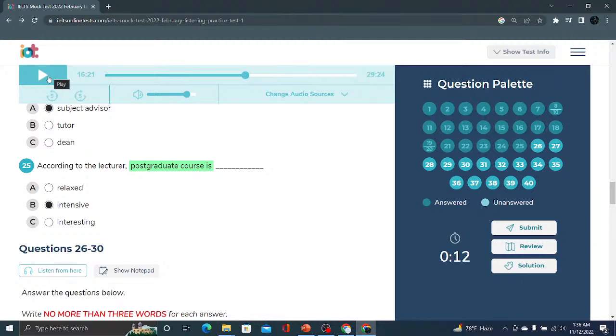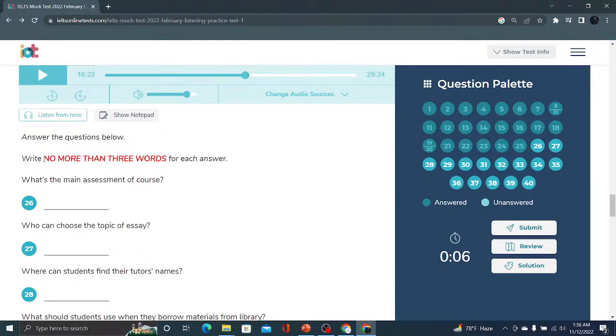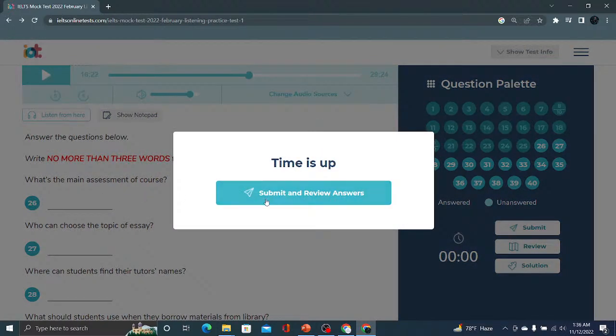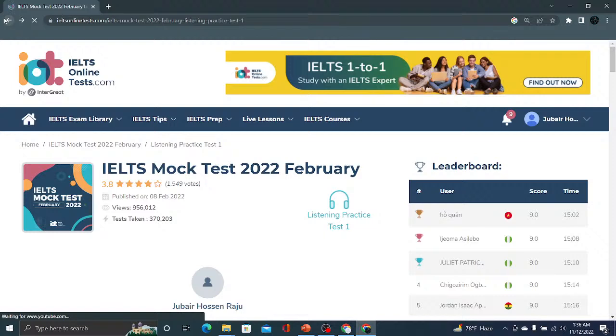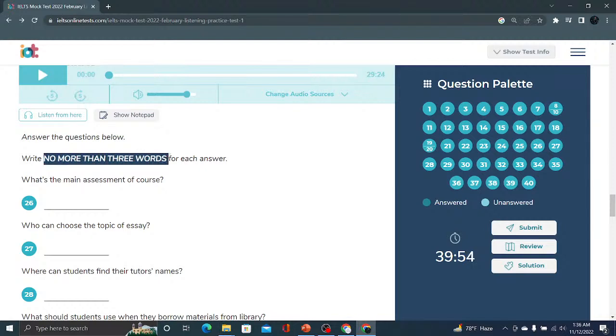So let's move on. So here is another instruction for us: no more than 3 words for each answer. Okay, the time is up. We can submit it and start it again. So now we are going to solve question number 26. No more than 3 words for each answer.